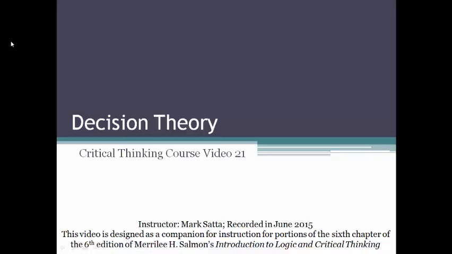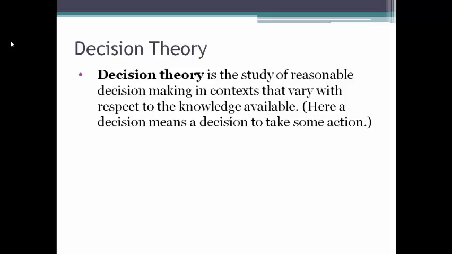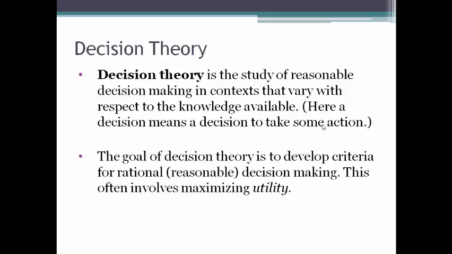In this video, we're going to be talking about the basics of decision theory. What is decision theory? Decision theory is the study of reasonable decision-making in contexts that vary with respect to the knowledge available. And here, when we talk about a decision, we're talking about a decision to take some action. The goal of decision theory is to develop criteria for rational, that is, for reasonable, decision-making.